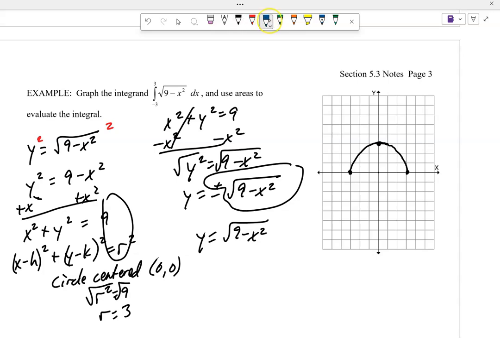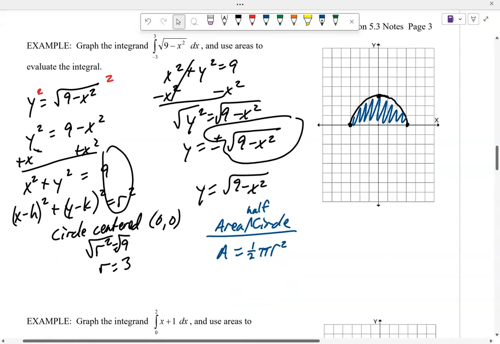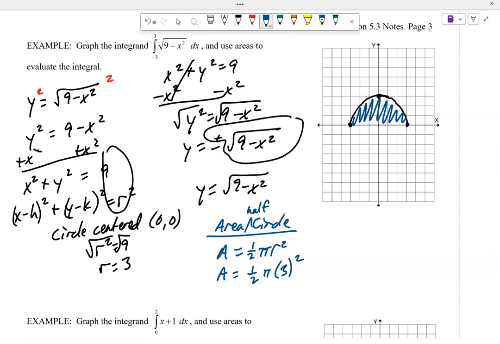So, what is the area of a circle? Area is pi r squared, but we only want half of a circle. So I'm going to throw a half in front of it. Area of half of a circle, right? 1/2 pi r squared. So this area would be 1/2 pi. Our radius here is 3 squared. So I got area 3 squared 9, 9/2 pi. There's our area, whatever units it is, squared.